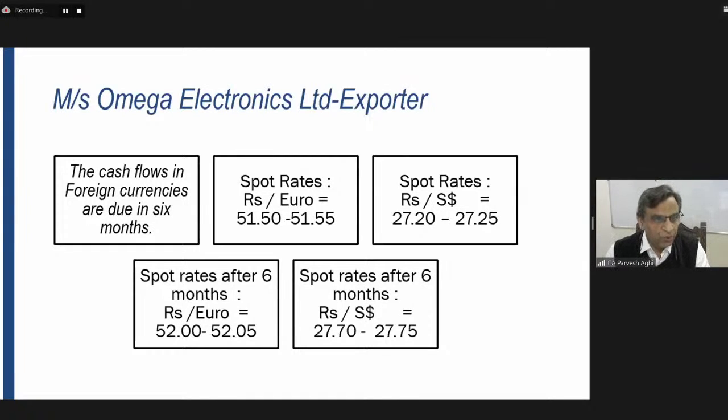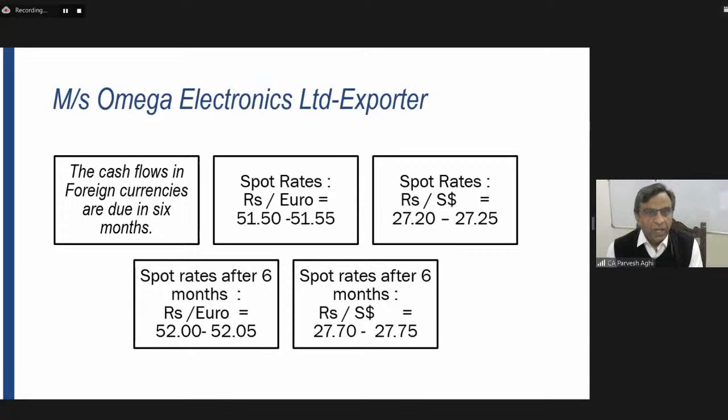Fine. So if you look at the euro, the spot rate versus the 6 month spot rate, you'll find the euro is going up. Both the bid and ask rates are going up, from 51.50 to 52 and 51.55 to 52.05. So if the forward rate goes up, what happens? The exporter is going to make money, because he's going to get a gain. Since he has not entered into any kind of a forward transaction or a forward cover, he'll be getting his money only after 6 months. So he's going to gain.